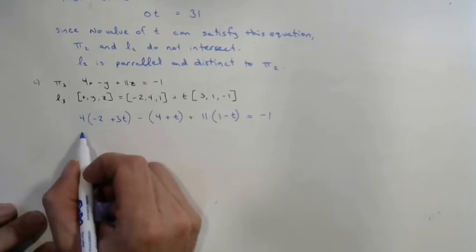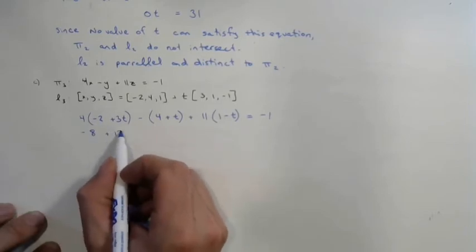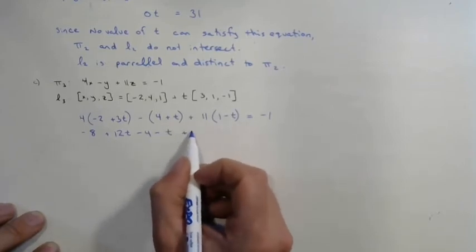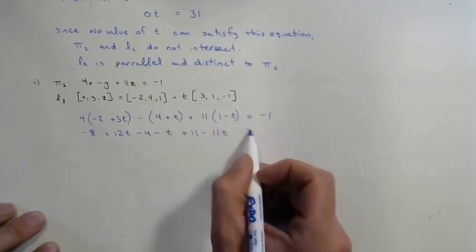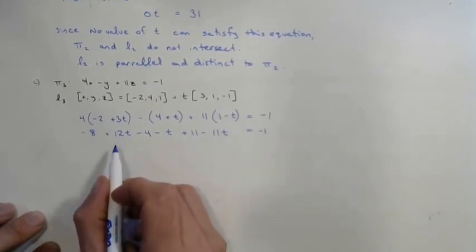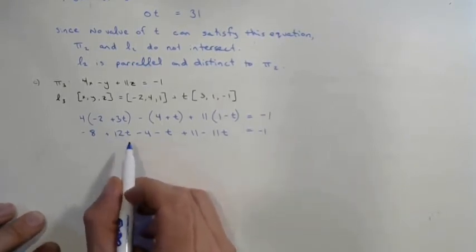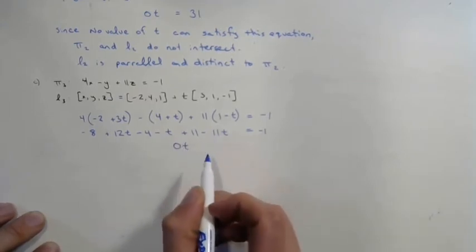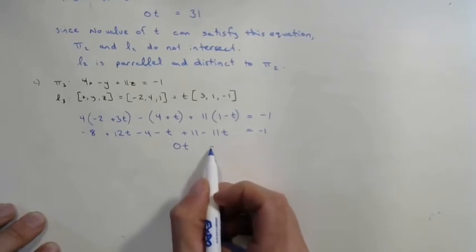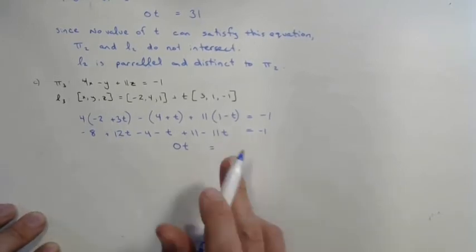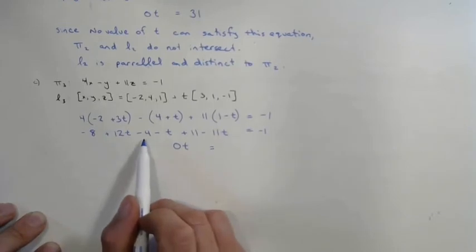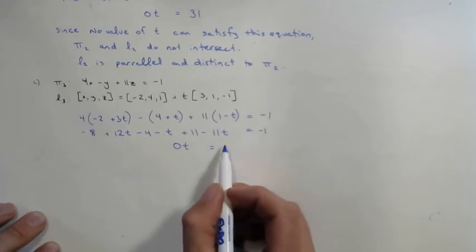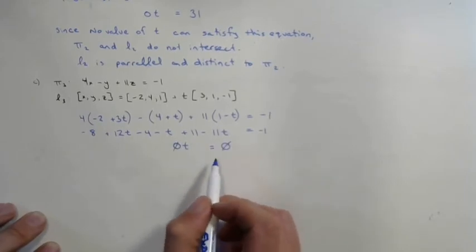Expand and simplify. Negative 8 plus 12t minus 4 minus t plus 11 minus 11t equals negative 1. Our t's: 12t minus 1t minus 11 more, that gives me 0t. And on the right hand side, well, we've got negative 8 minus 4, that's negative 12 plus 11, that's going to be negative 1. Add that to both sides, it's going to get me 0 on the right side.